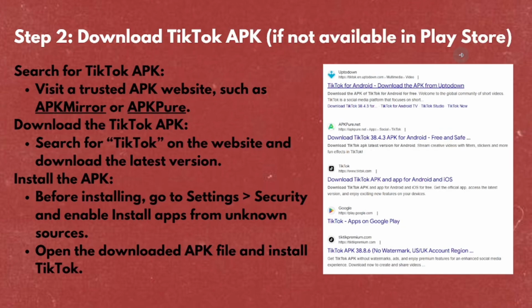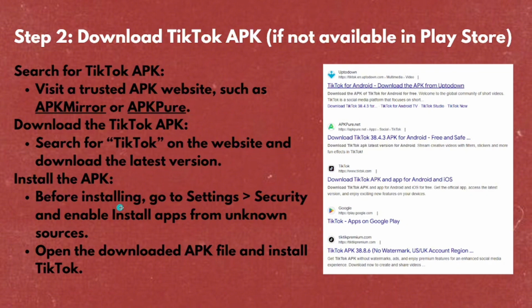And step number 2 is you can also download the TikTok APK if it's not available in Play Store. So if TikTok isn't available on Google Play Store in your region, you need to download the APK file. So just visit a trusted APK website such as APK Mirror or APK Pure. And then just search for TikTok on the website and then download the latest version.